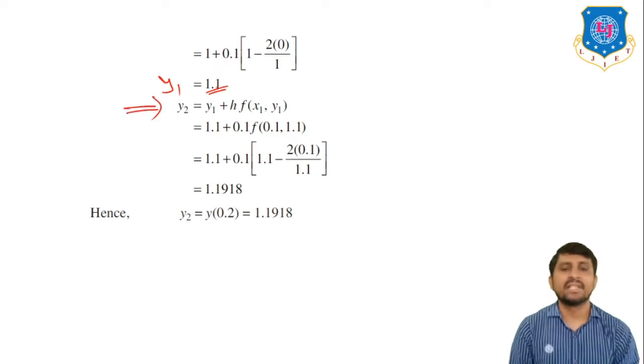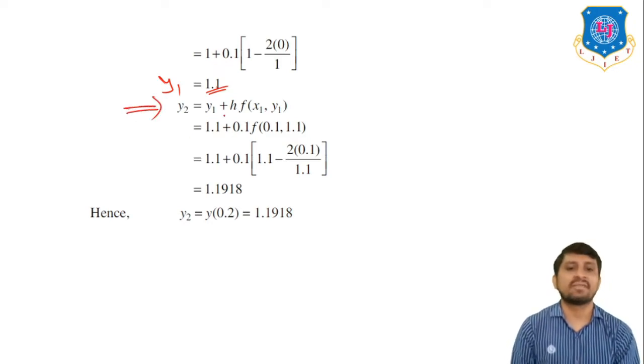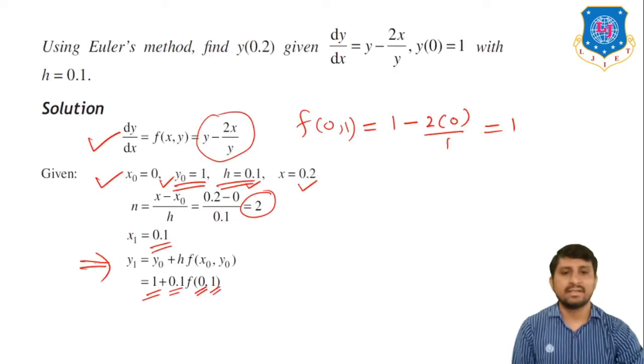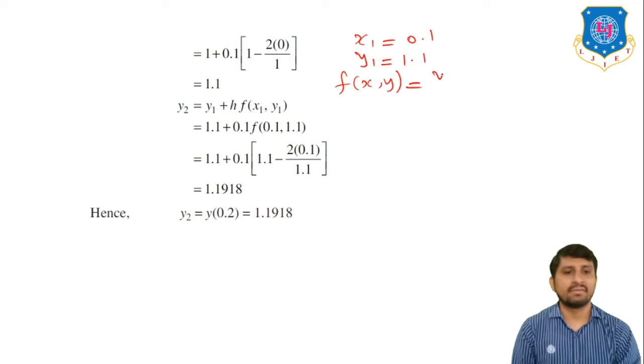Similarly, you can find y2. Y2 is y1 plus h f of x1 y1. Now what is your x1? X1 is 0.1, and y1 is 1.1, and f of x y is y minus 2x upon y.